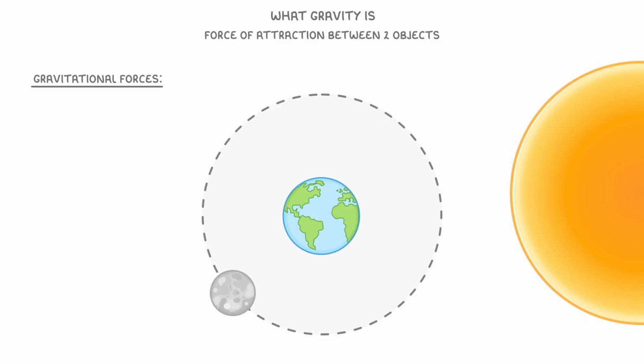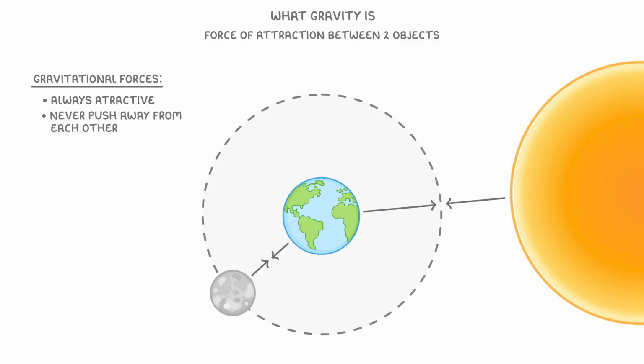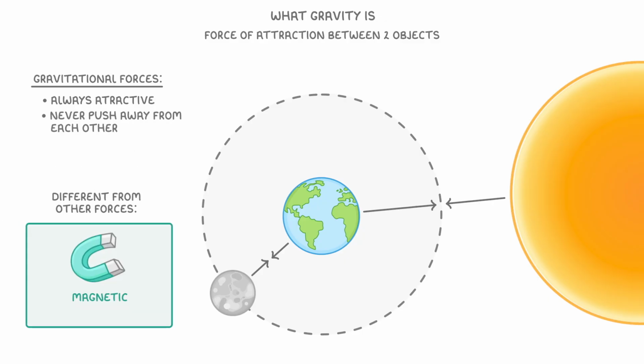Importantly though, gravitational forces are always attractive, and this means that masses always pull towards each other, but never push away from each other. This is different from some other forces, like magnetic forces, which can either attract or repel.